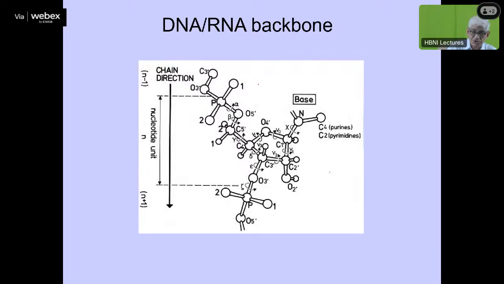See here, this portion is the phosphate. This is the phosphate here, PO4 phosphate. And then this portion here, from here to here, this is called the sugar. This is the sugar, the ribose or the deoxyribose.